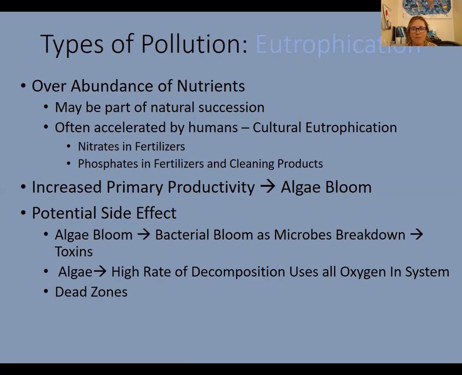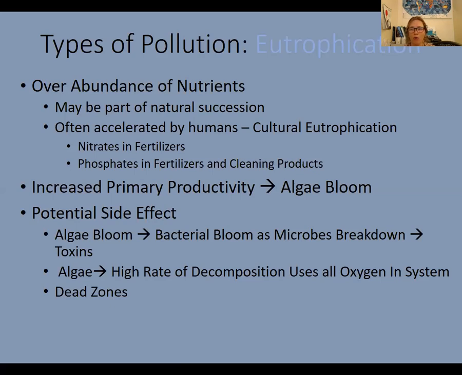There can be situations where over time, water bodies fill in and extra nutrients create more ingrowth of plants, and we have a natural succession process where a pond would turn into a meadow. And again, it's when this becomes accelerated by human use, and we call it cultural eutrophication, that we have a lot of concern about this. And this usually happens when nitrates or phosphates, so nitrogen and oxygen compounds, or phosphorus and oxygen compounds that might be in fertilizers or different kinds of detergents and cleaning products, get into our waterways.